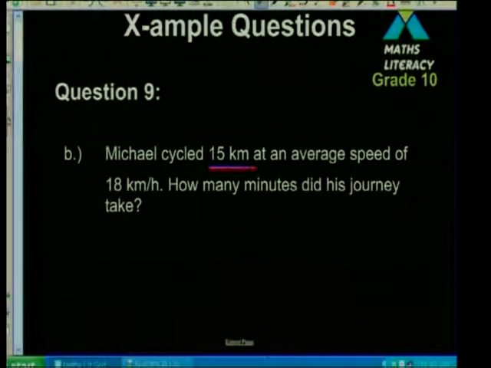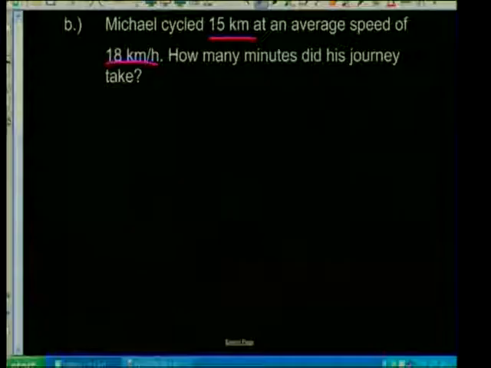Michael cycles 15 kilometers at an average speed of 18 kilometers per hour. How many minutes does his journey take? This one has taken a slightly different approach to the one we had earlier. So I'm going to give us our formula again.